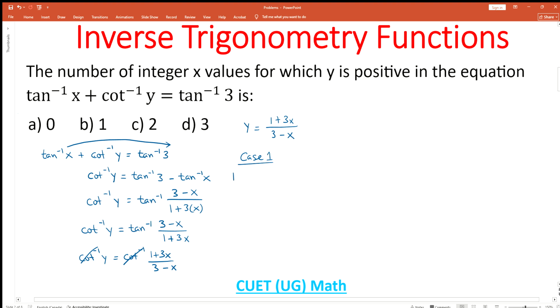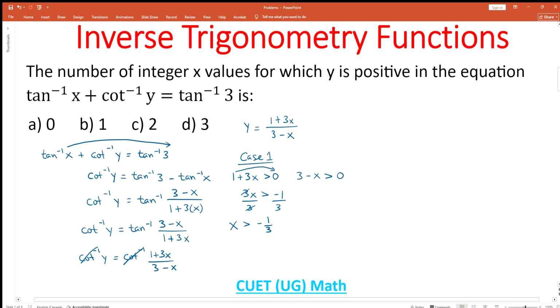1 plus 3x is greater than 0 and 3 minus x is greater than 0. We have to solve these two inequalities. Let's start with the first one. We can move 1 to the right side of the inequality. It will become negative 1. 3x is greater than negative 1. Next, we can divide both sides by 3. I get x is greater than negative 1 over 3.